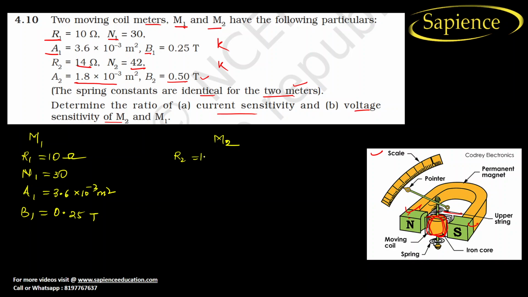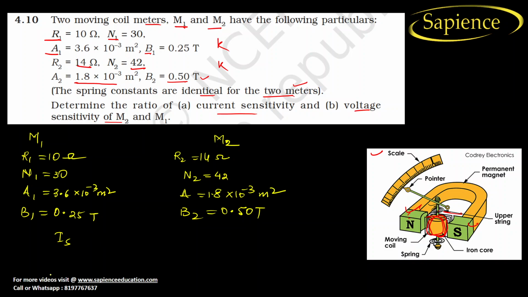Now, if you talk about moving coil galvanometer M2, R2 is equal to 14 ohm. Just compare it. Number of turns N2 is increased, equal to 42. Area is equal to 1.8 into 10 to the power minus 3 meter square, and the magnetic field strength is 0.50 Tesla. Now what they are asking: determine the ratio of current sensitivity, that is IS.